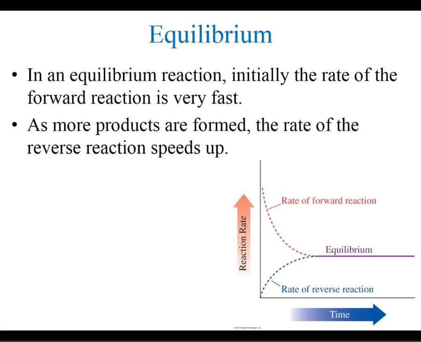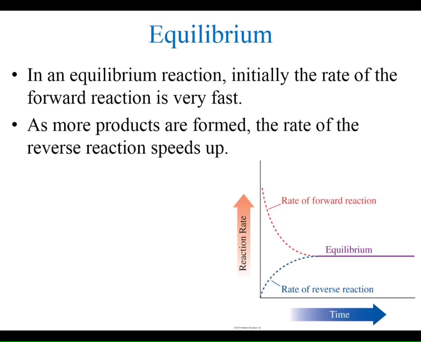But the reverse is just the opposite. In the reverse direction, the products go into reactants. At first there are no products present. But over time, as you begin to make them, it becomes a little easier for them to find each other and to go back to reactants.